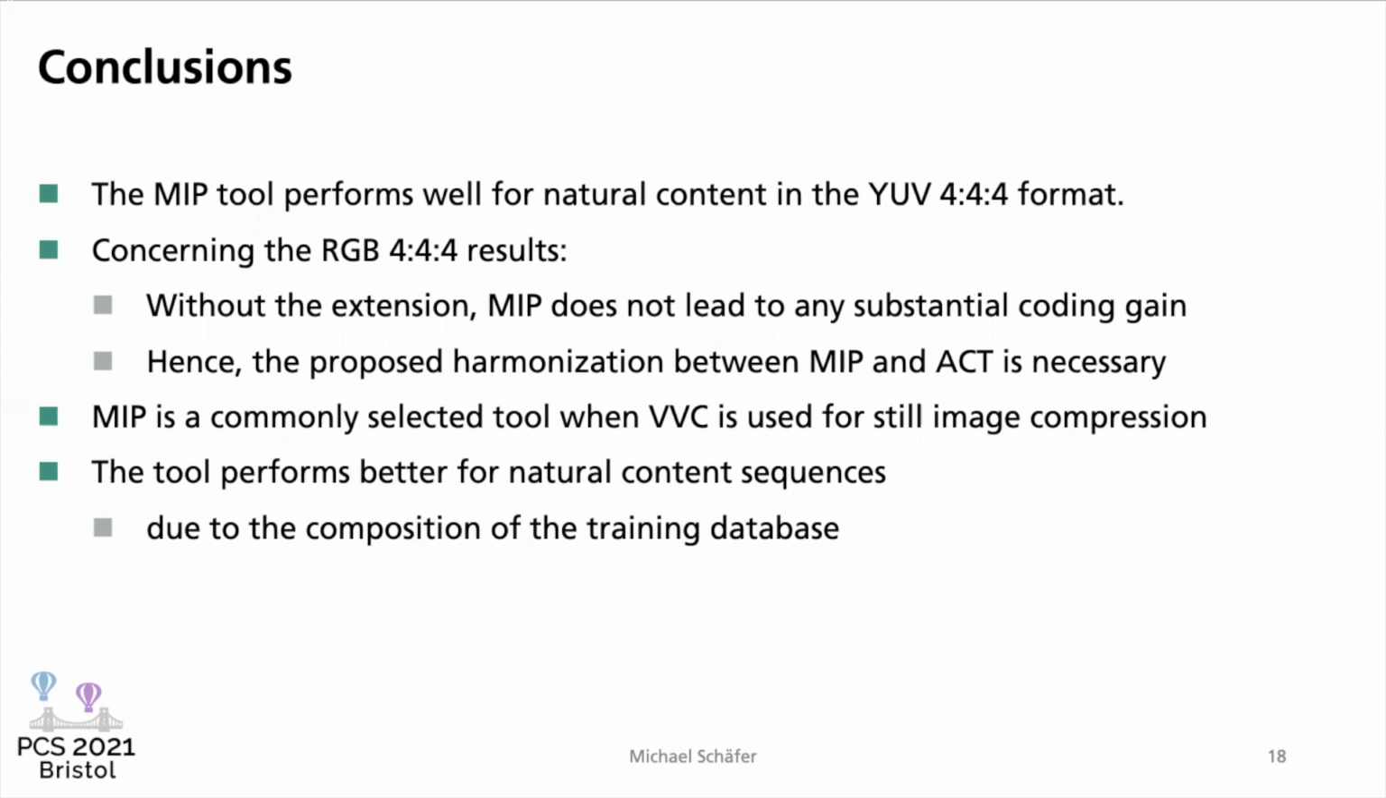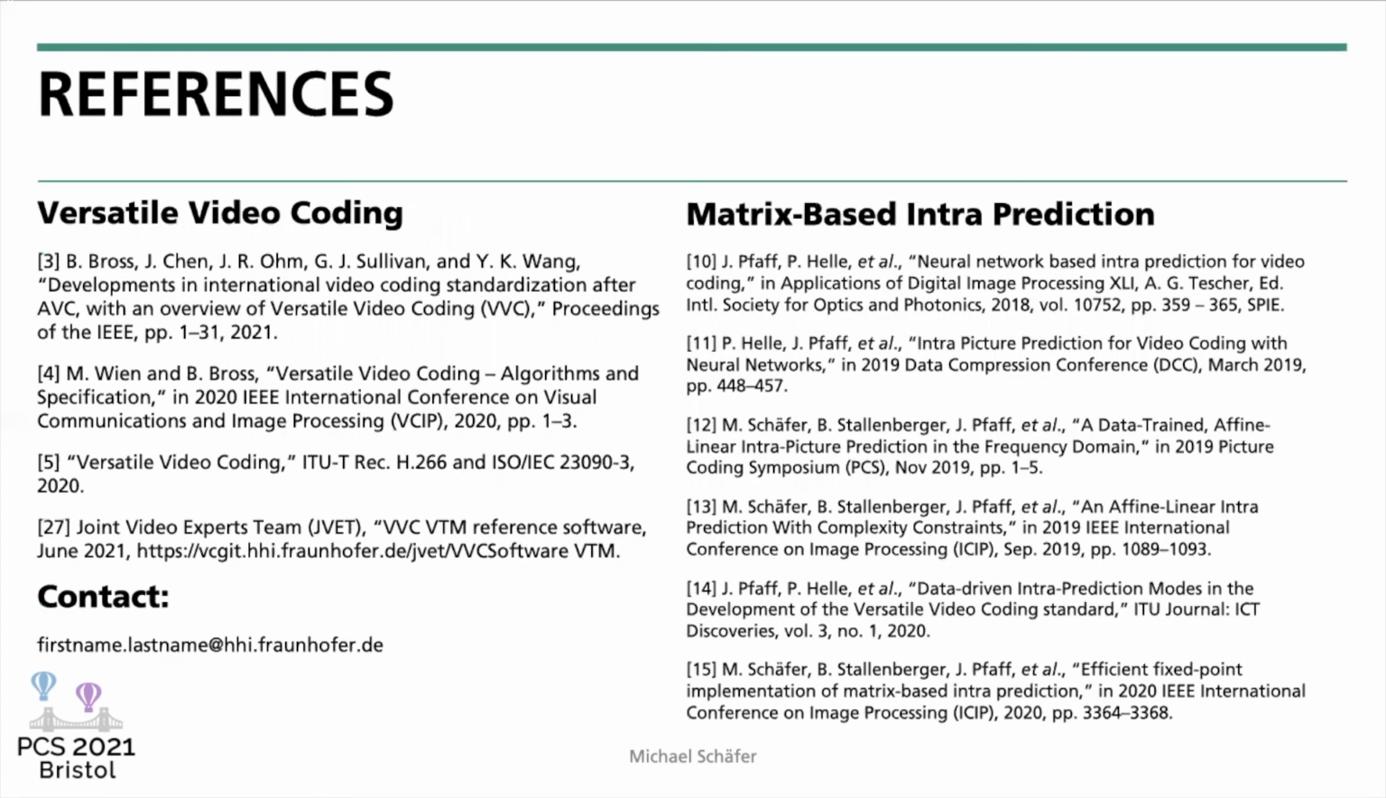More generally speaking, we have also proven that MIP works well when VVC is potentially used for still image compression. The relatively moderate coding gain for screen content is most certainly due to the composition of our training database. Nonetheless, we have shown that MIP in general works well for 444 chroma formats and can be applied to the chroma component. This concludes our presentation.